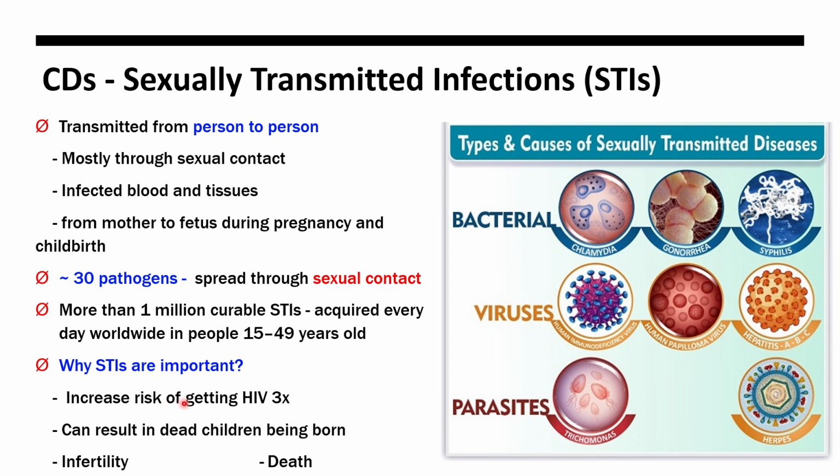Why are STIs very important? Because if you get an STI, you will be at higher risk for getting HIV, 3 times higher than a normal person. It can result in stillbirths. It can result in infertility, even death.